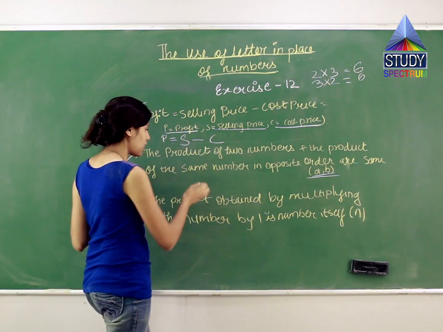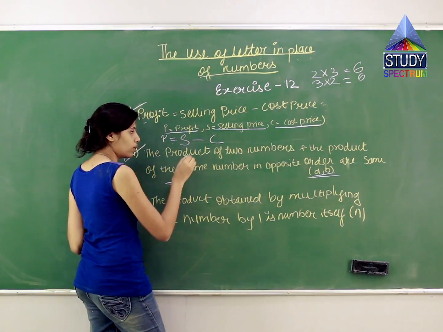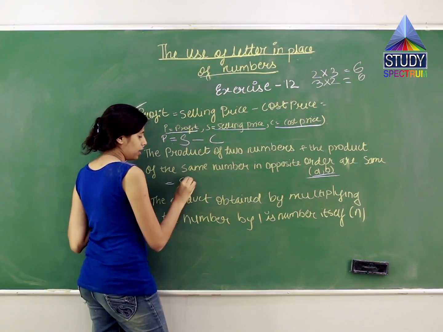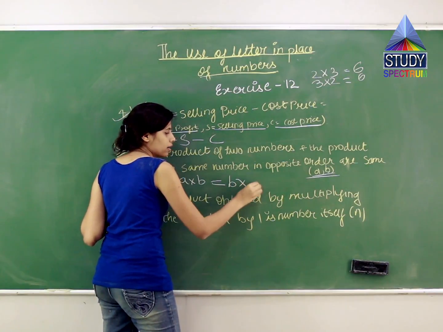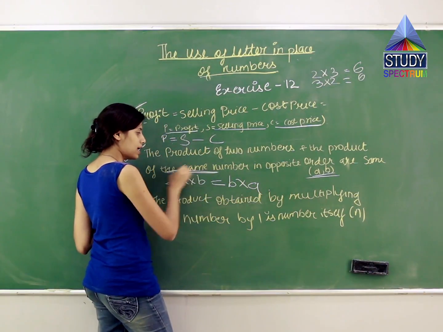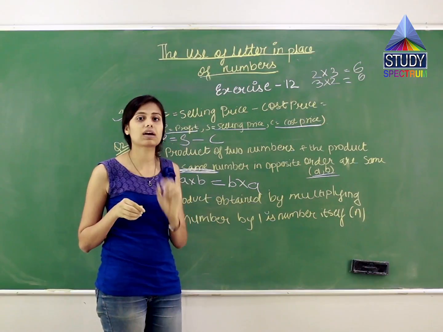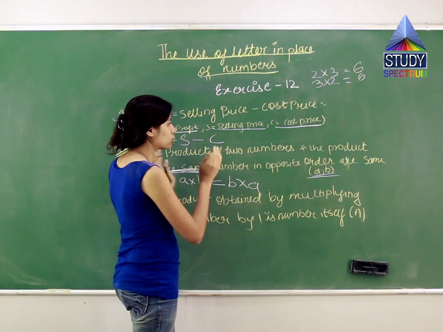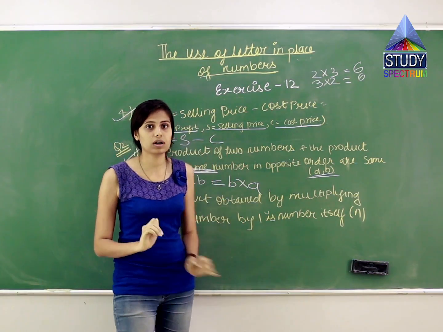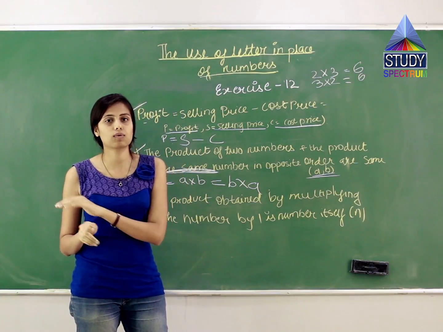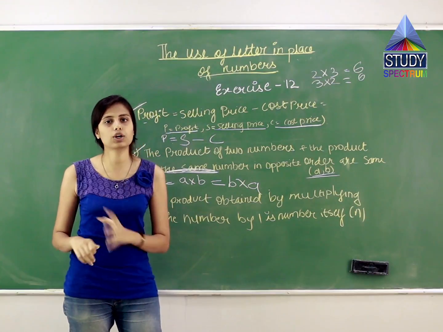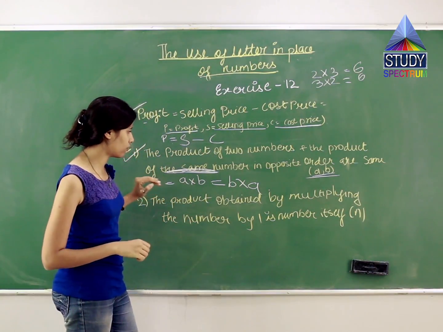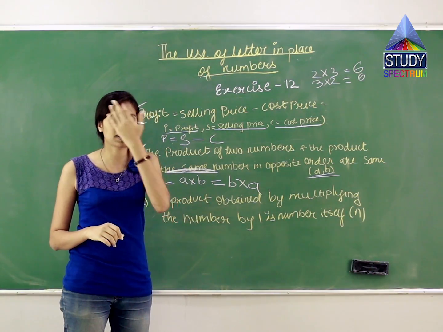So what will be the answer? How you will represent this statement? You will write it as A into B is equal to B into A. Because बोला है ना दोनों same है. What is the meaning of same? Same means equal to. Means what? The product of two numbers which is A, B over here, A into B is equal to what? The product of the same numbers in opposite order, which is B into A. So this is the way of representing this statement in mathematics.